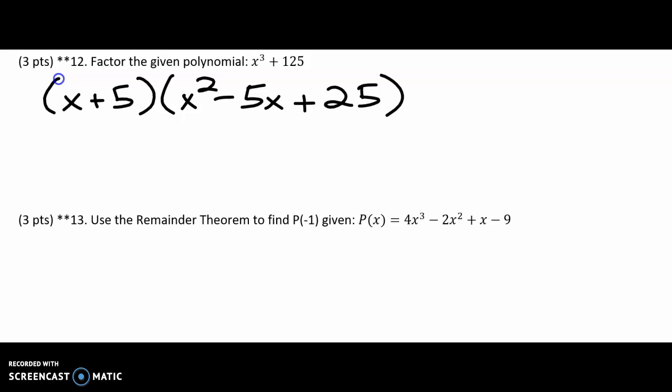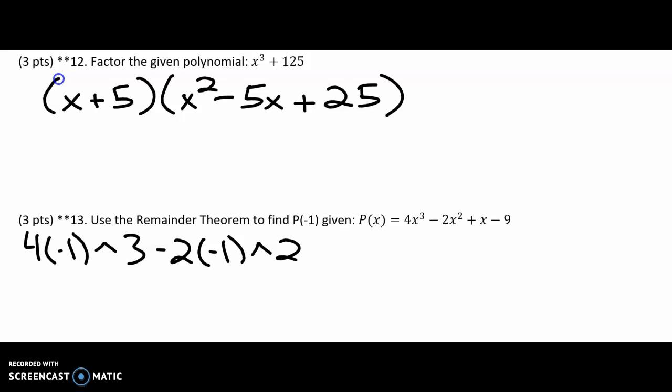Okay, so I'm plugging in -1. So if I do that, I have 4 times -1. If I want to go to the 3rd power, I hit the caret key. It looks like a little up arrow or a little triangle, if you will. Then I hit whatever power I need. Then I can just keep typing: -2 times -1, caret key, 2. All right, plus -1 here, and -9. I hit enter on my calculator, it gives me -16.